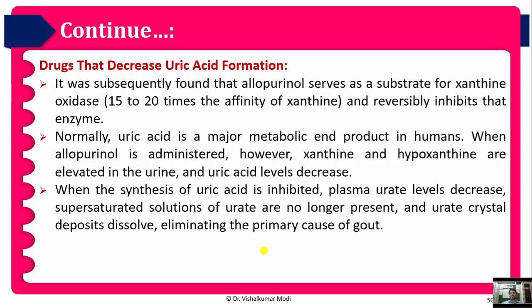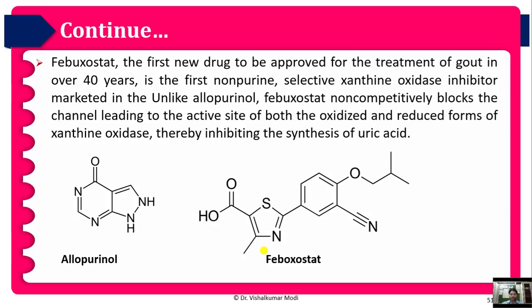Normally, uric acid is the major metabolite and product in humans, but when allopurinol is administered, xanthine and hypoxanthine are elevated in the urine and uric acid levels decrease. When the synthesis of uric acid is inhibited, plasma urate levels decrease, supersaturated solutions of urate are no longer present and urate crystal deposits dissolve, eliminating the primary cause of gout.